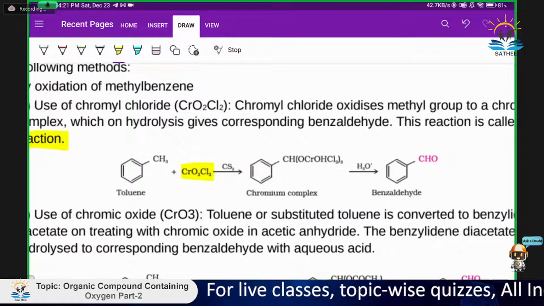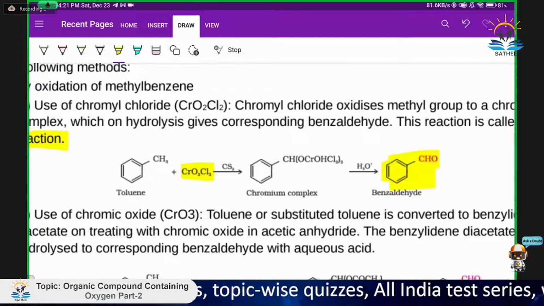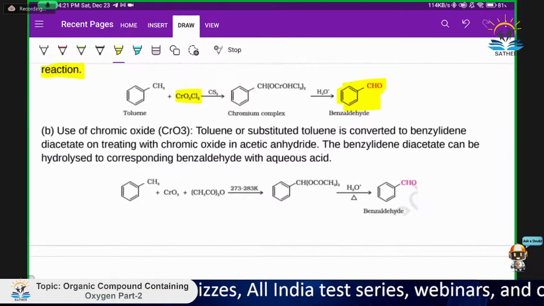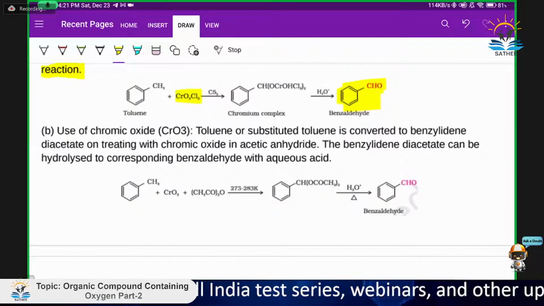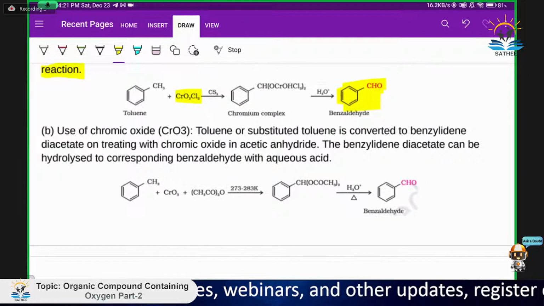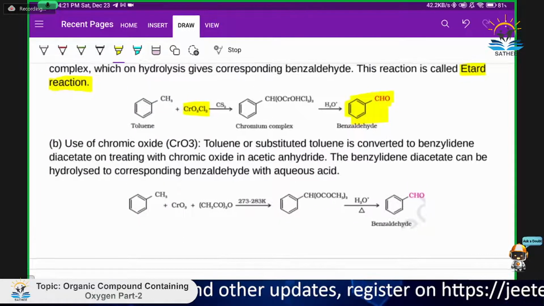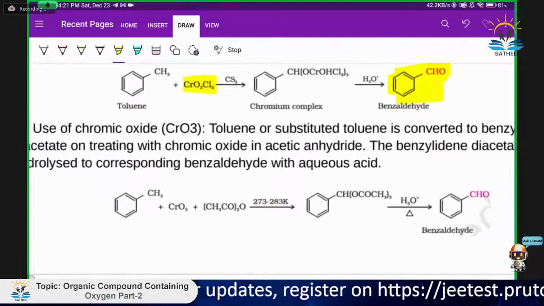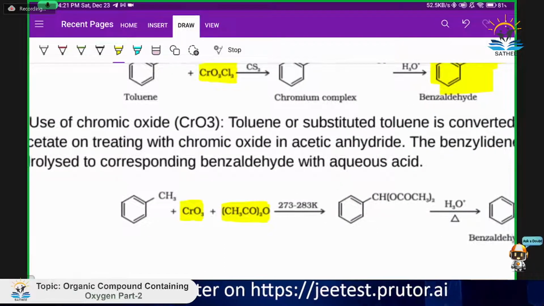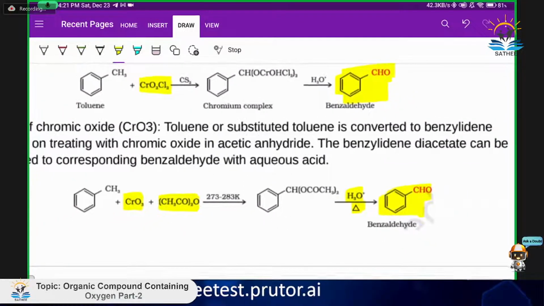So toluene, when we react with chromyl chloride, we get the corresponding benzaldehyde on hydrolysis. Use of chromic oxide or CrO3. Toluene or substituted toluene is converted to benzylidene diacetate on treating with chromic oxide in acetic anhydride. The benzylidene diacetate can be hydrolyzed to corresponding benzaldehyde with aqueous acid. So we are reacting toluene or substituted toluene with chromium oxide and acetic anhydride, and we do hydrolysis. We get benzaldehyde as the product.